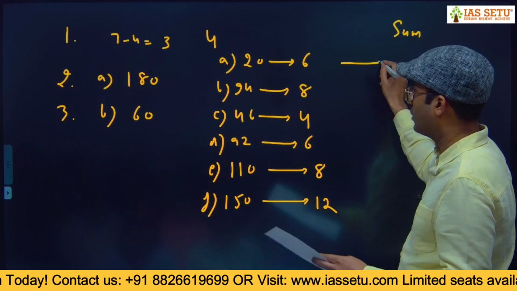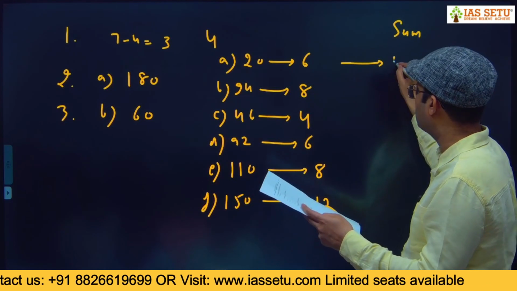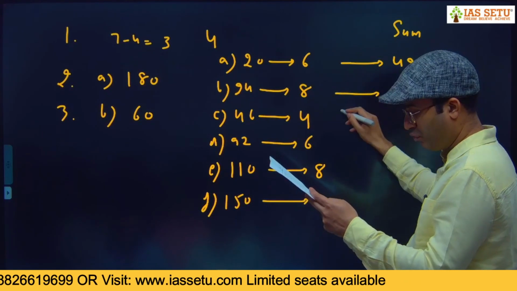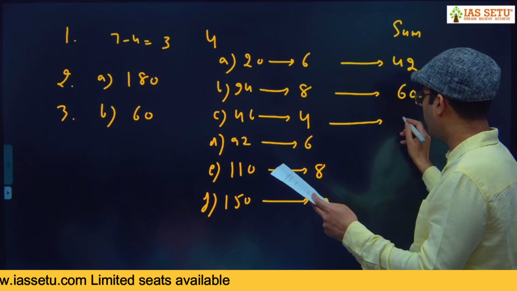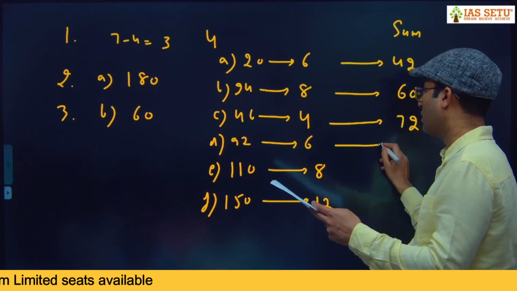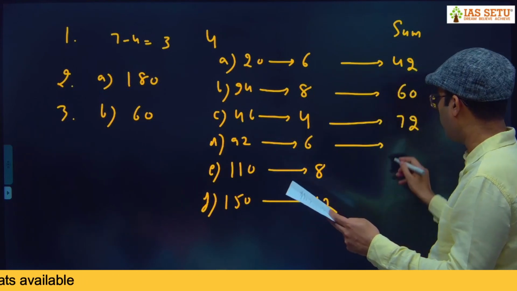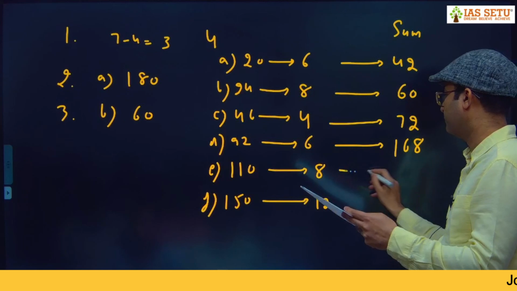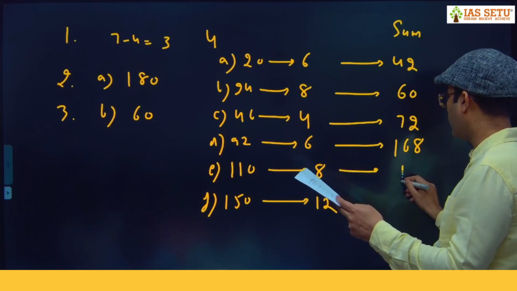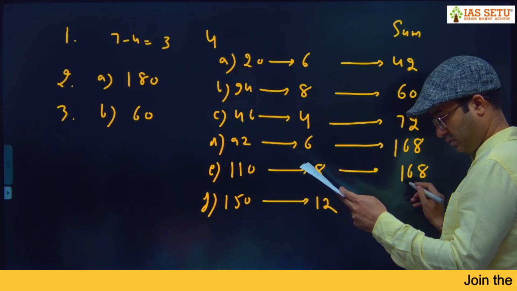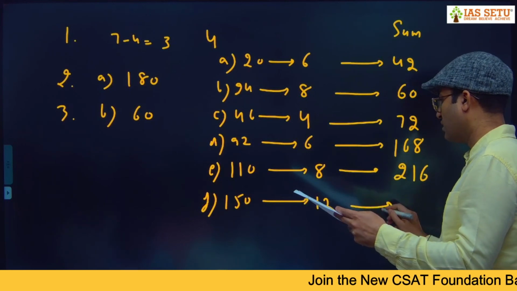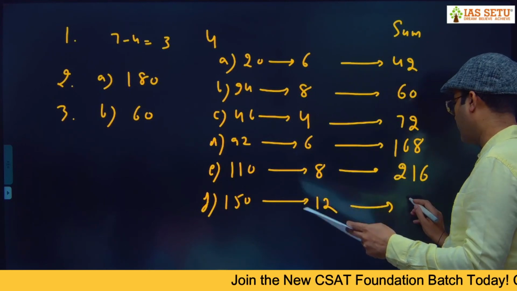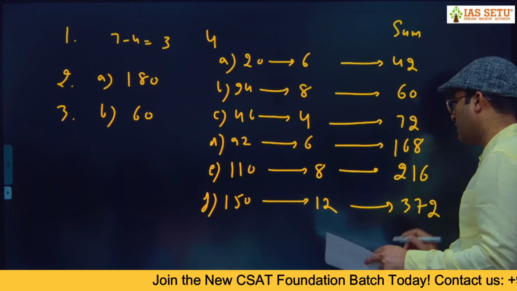Sum: 20, sum of the factors is 42. 24, sum of the factors 60. 46, sum of the factors 72. 92, sum of the factors 168. 110, sum of the factors, sorry, 216. 216. 150, sum of the factors 372.